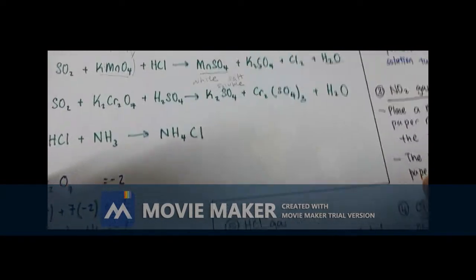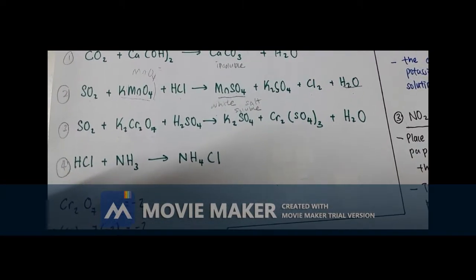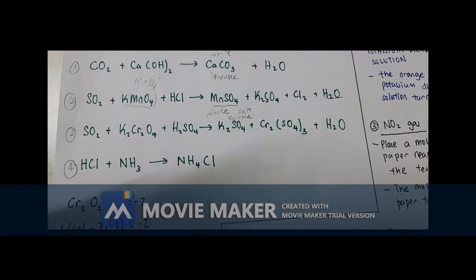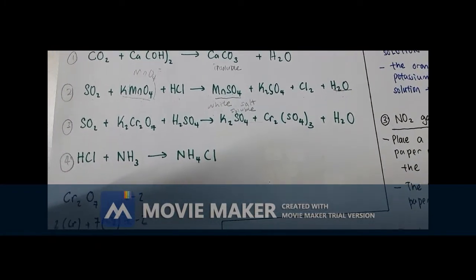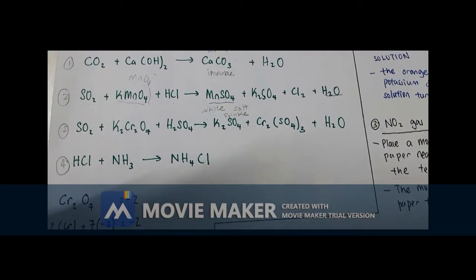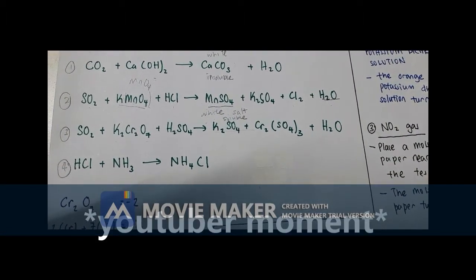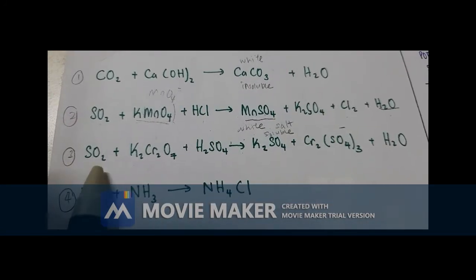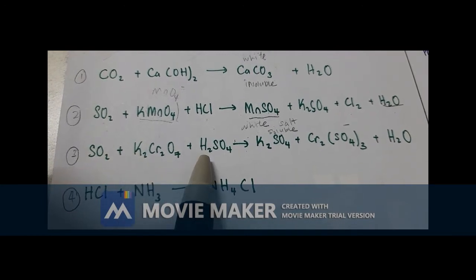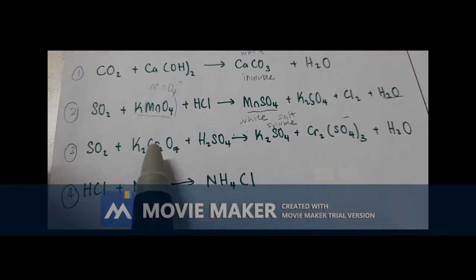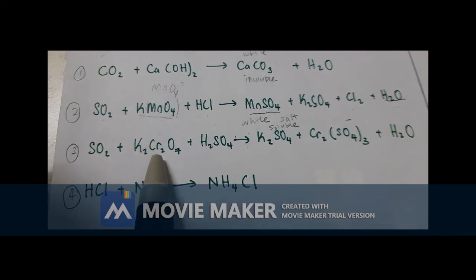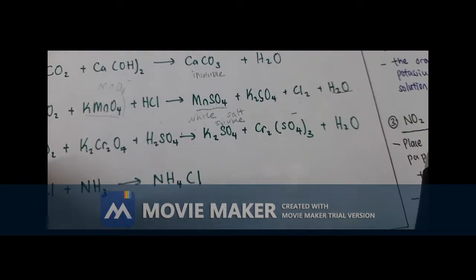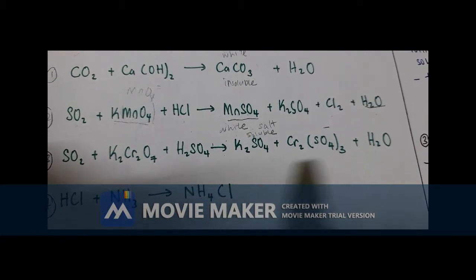So the reason why that happens is because of equation number 3 here. I'm not really sure of the equation. I found this on Google, so if there's any mistake, feel free to comment down below. The third equation is SO2 plus K2Cr2O7 plus H2SO4. K2Cr2O7 is the chemical formula for potassium dichromate 6. Again, like earlier, H2SO4 is present because it's acidified potassium dichromate.